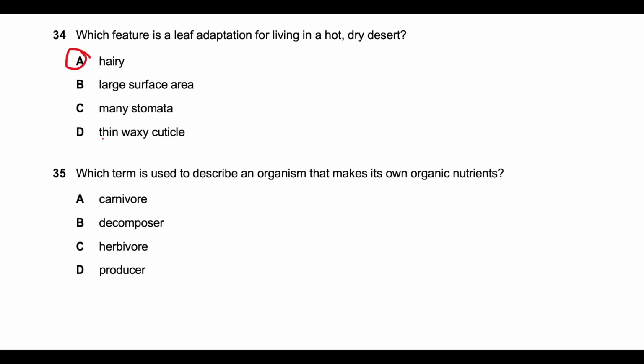Why, miss, you did not choose the waxy cuticle? Because it is thin. It should be thick, so that's why it's wrong. Why I did not choose the large surface area? That means we will lose more water. It's wrong. Many stomata, the same thing. It's wrong. So hairy, okay, these hairs help to reduce water loss by trapping moisture and providing shade to the leaf surface. So this is part of adaptation.